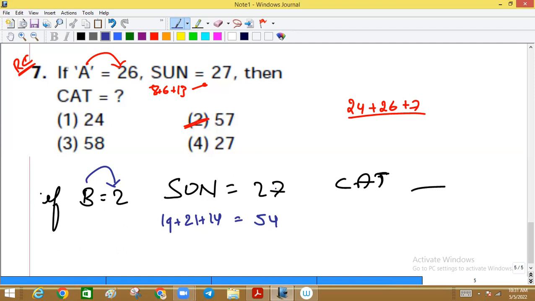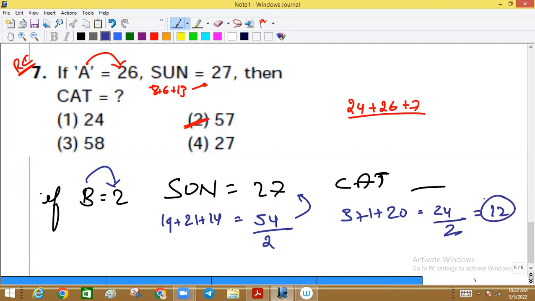54. How much is there? 27. What do you have to do? Divide by 2. C 3, A 1, T 20. Add, how much? 24. What you have to do is divide by 2. So what is your answer? 12. What answer did you get?